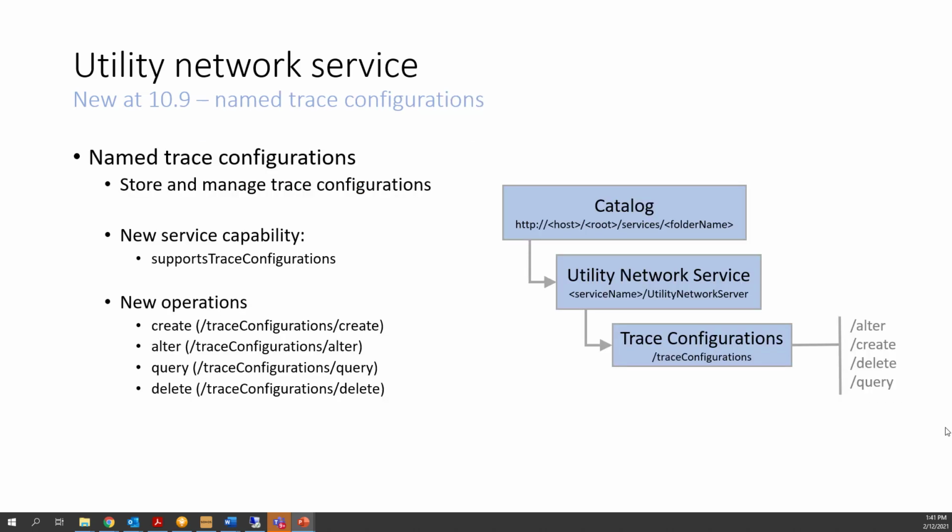Named trace configurations. Named trace configurations are an important new abstraction that's being supported across the platform at 10.9 and ArcGIS Pro 2.8, where you can essentially define a trace configuration and you can give it a name and it can be persisted and stored and you can manage it. This makes it much easier in a large enterprise deployment to have some of the people being able to develop these sophisticated trace configurations and have other users be able to take advantage of them and use them.